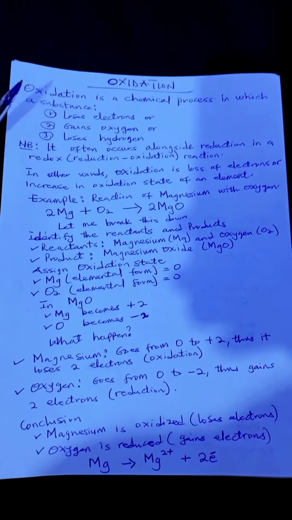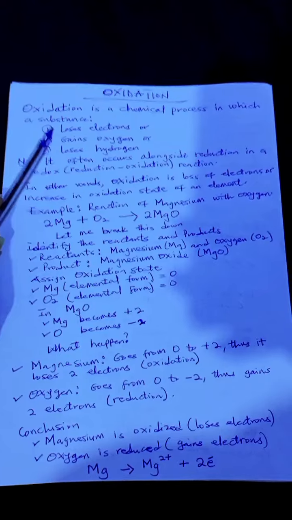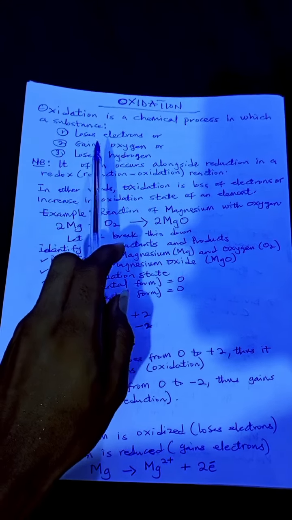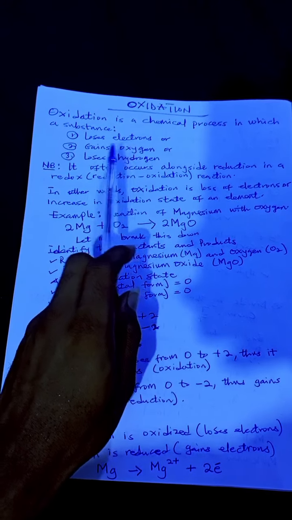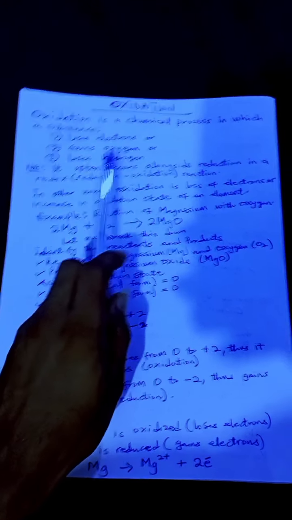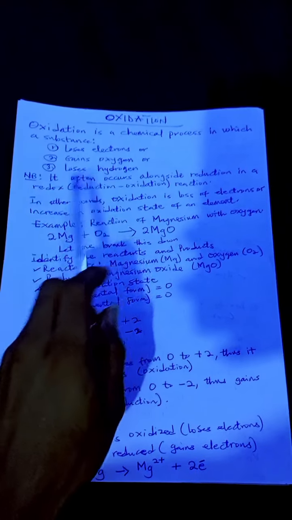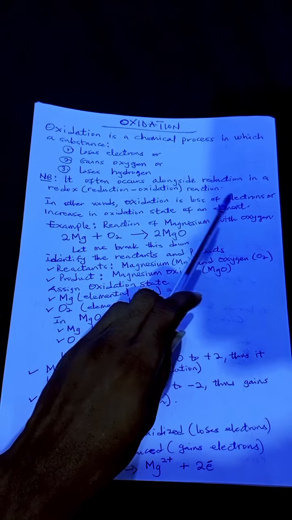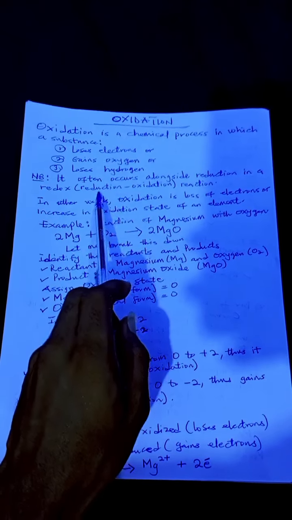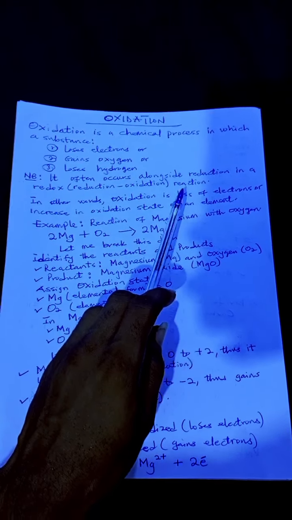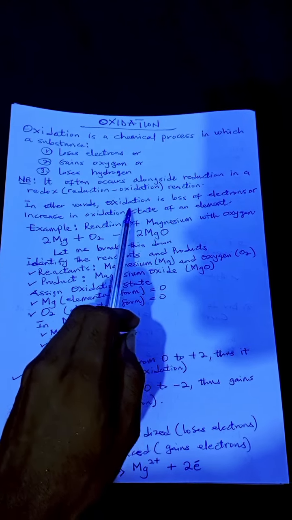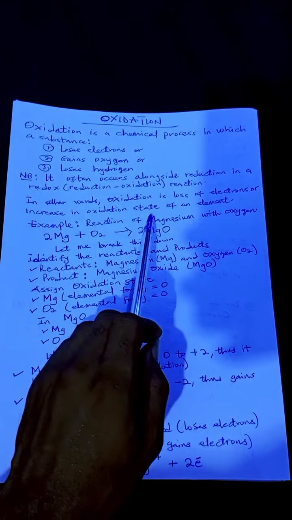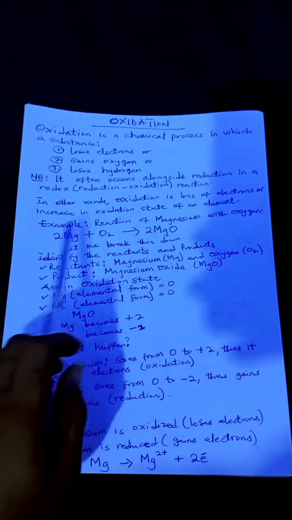Now let's discuss oxidation. Oxidation is a chemical process in which a substance loses electrons or gains oxygen or loses hydrogen. Note, it often occurs alongside reduction in a redox, that is reduction-oxidation, reaction. In other words, oxidation is a loss of electrons or an increase in the oxidation state of an element.